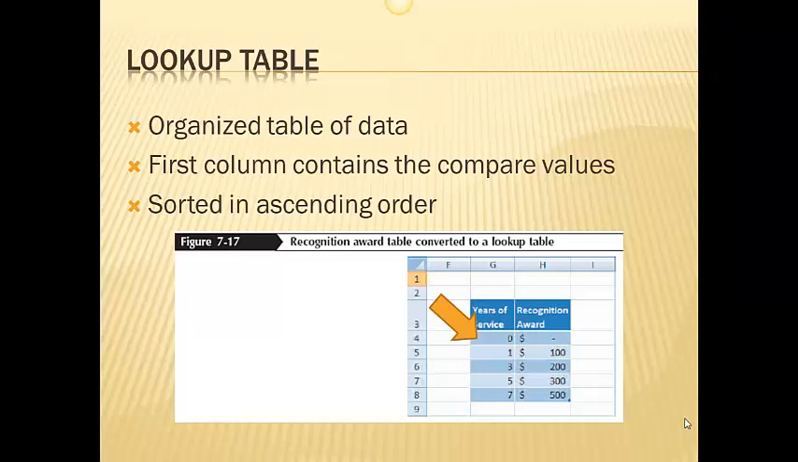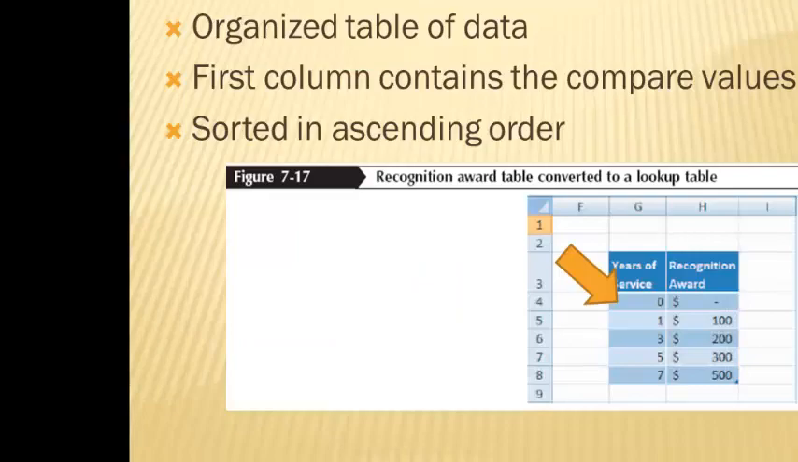It's very important that that first column be sorted in ascending order, so you see how it's going from 0 to 7. What we'll be doing is looking up the years of service and asking the computer to bring back for us the recognition award, which is in column H. Or if we're just thinking of the table itself, it's in the second column on the table.